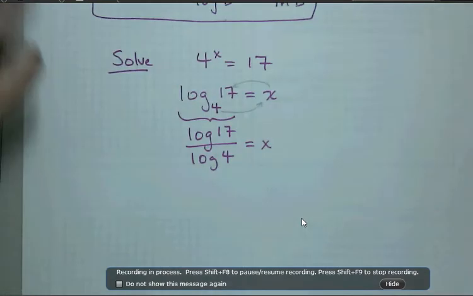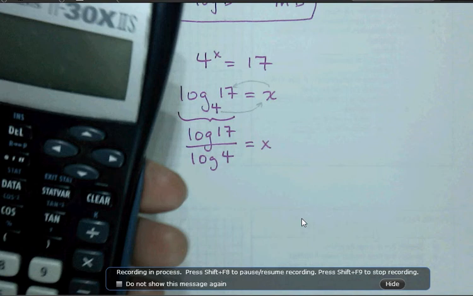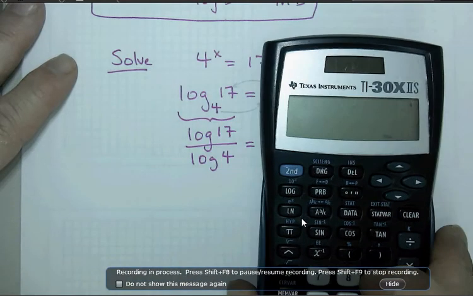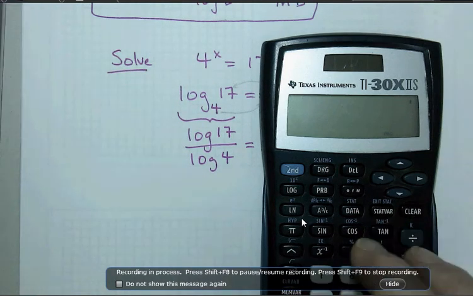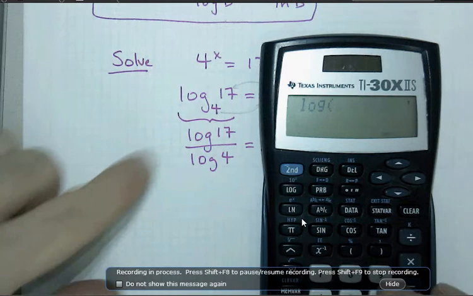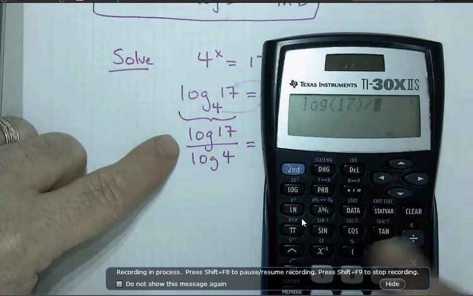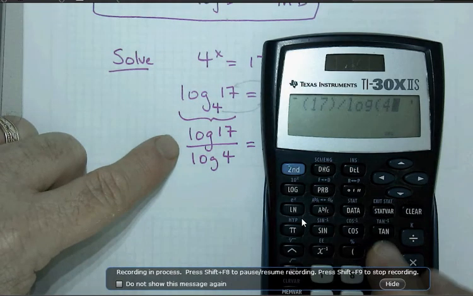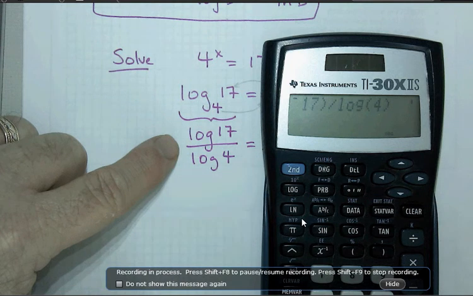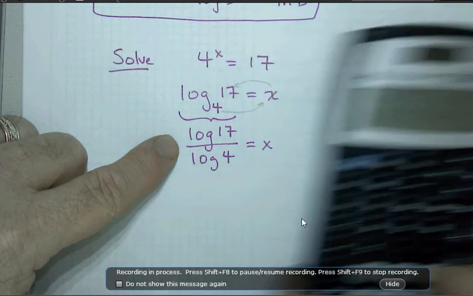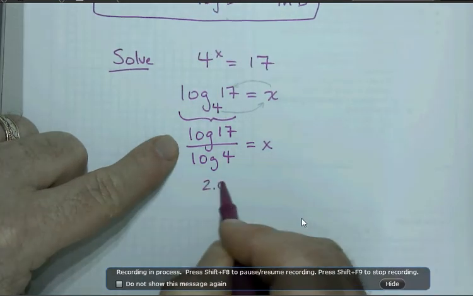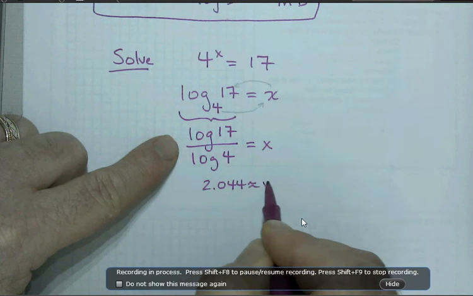All right, let's do that on our calculator. If I do the log of 17 divided by the log of 4, I get 2.044. That sounds good. So 2.044 is approximately x.